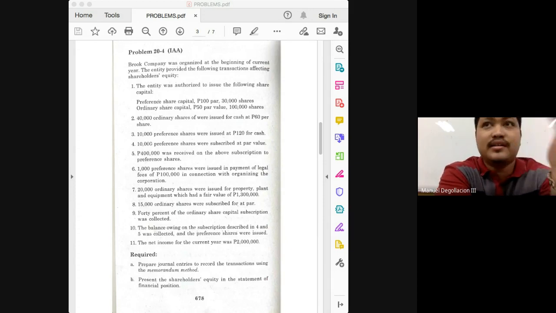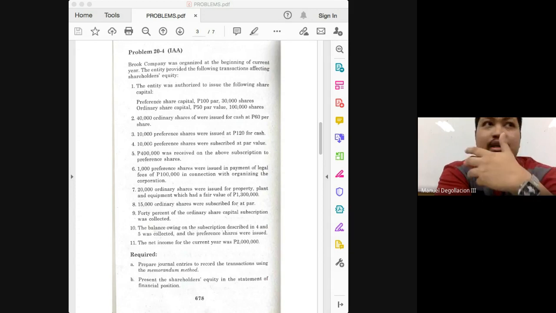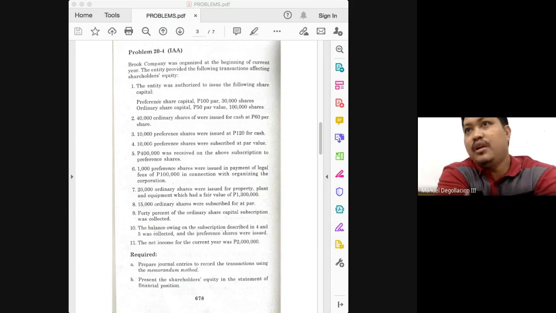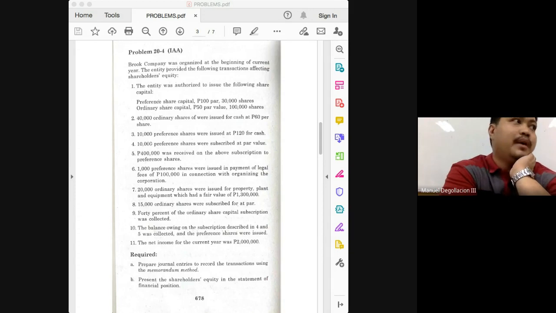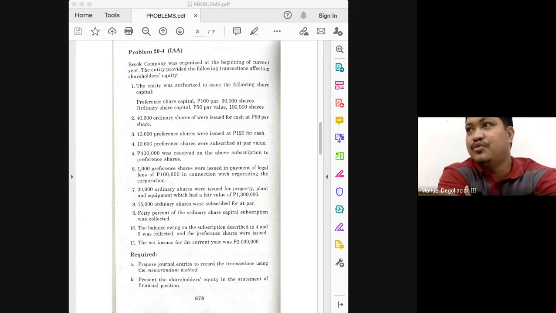Because the rule is shares should only be issued if they are fully paid. You cannot issue shares before they are fully paid. Shares should only be issued once they are fully paid. And why are we able to arrive at the conclusion that these shares are already fully paid? The transaction tells us that these are already issued.